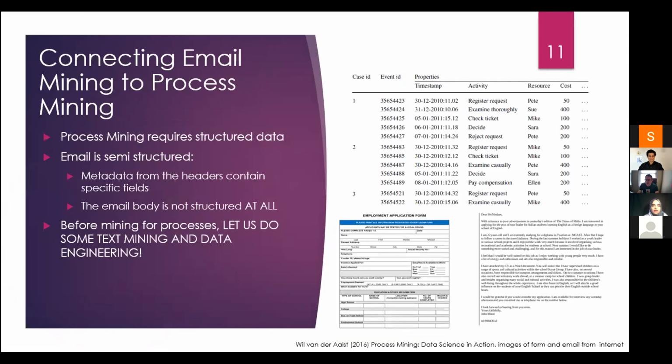So now if we try to combine process mining with email mining, there is a challenge because, as I mentioned before, you need structured data. The data needs to be structured in a certain way with the whole case ID, timestamps, and activities. And email data is not structured. People call it semi-structured because the headers, you have the from, the to, you have specific fields, but the email body is not structured at all. So before we can even mine for processes, there needs to be major text mining and data engineering done in order to get the unstructured email to this structured format. And so the rest of my talk is going to be focused around how I attempted to do that.